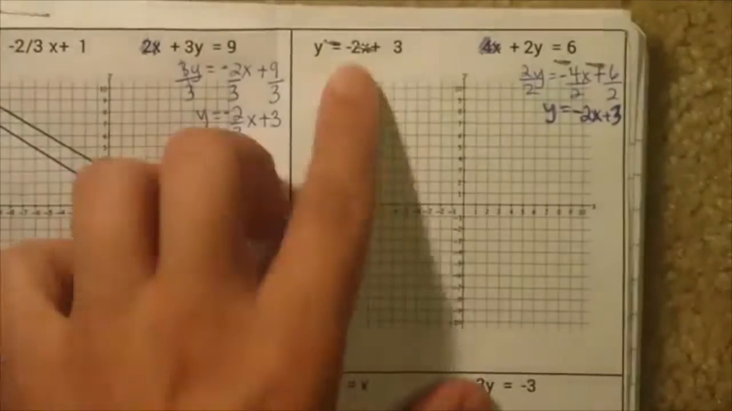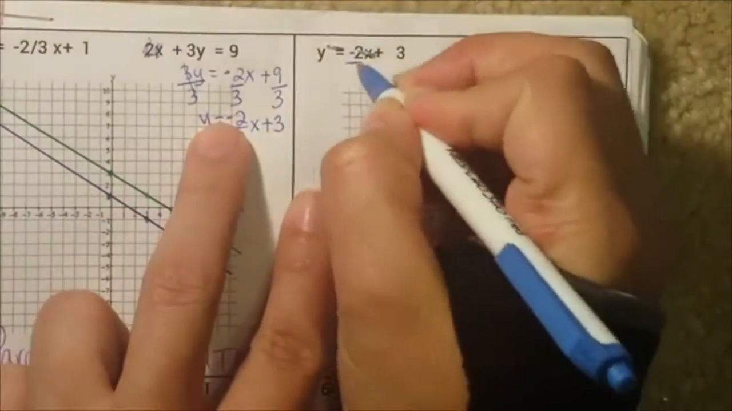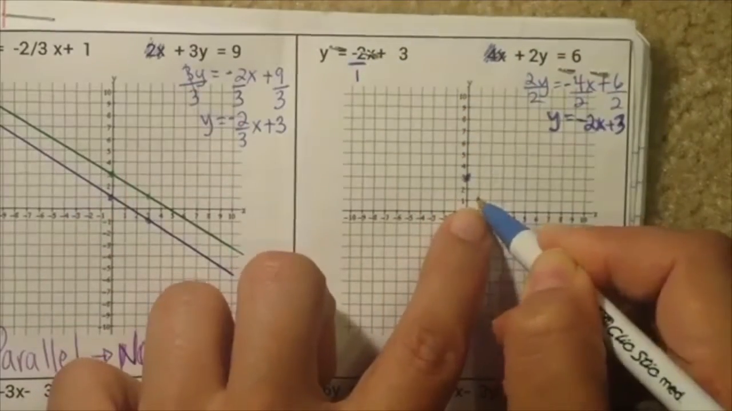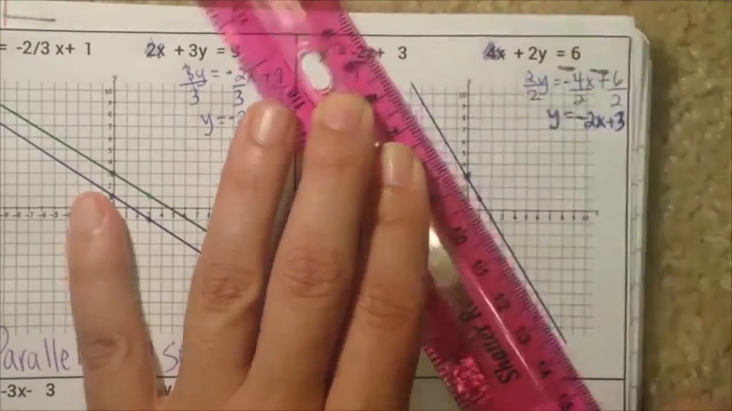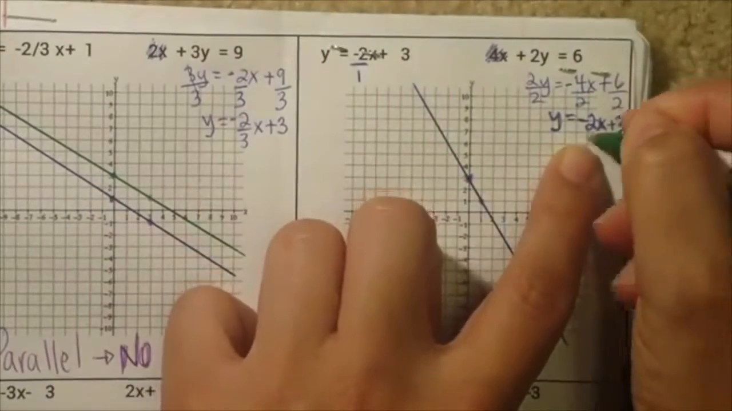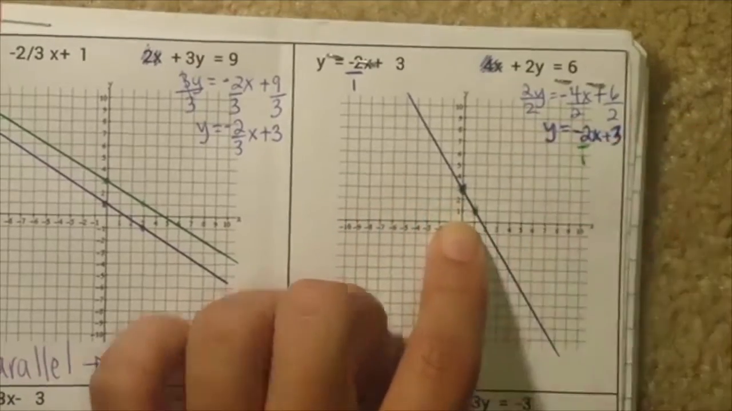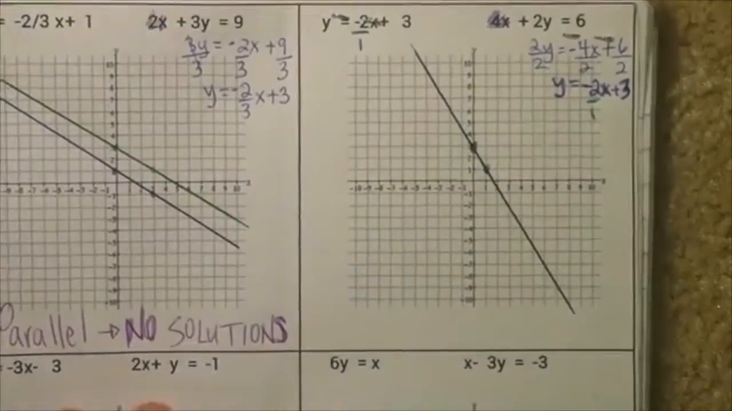So graph both equations. y equals negative 2x plus 3. So we start at 3, and we're going to go negative 2, down 2, right 1. Again, take your ruler or your student ID card and get it as straight as you possibly can. Next one, same thing. Rise over run, so it starts at 3 and then goes down 2, right 1. Well, that's exactly the same thing as the first one. So what can you say? It's the exact same line.